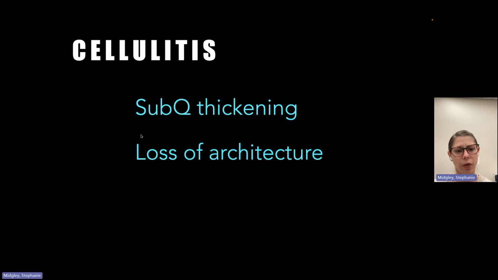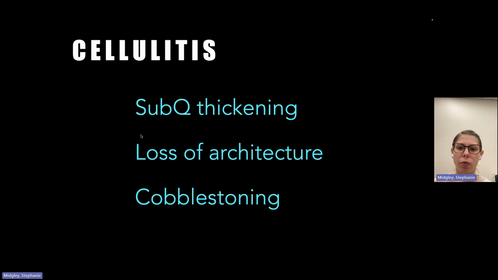And then the last finding, or the latest one, is cobblestoning. So this is a more developed or more chronic infection, or more severe infection that's been going on for a little while. Cobblestoning essentially looks like cobblestones on a street, where you get edema that's sneaking in between the layers of fat. So the fat ends up being the stones, and the edema is the mortar or the cement in between the fat lobules.